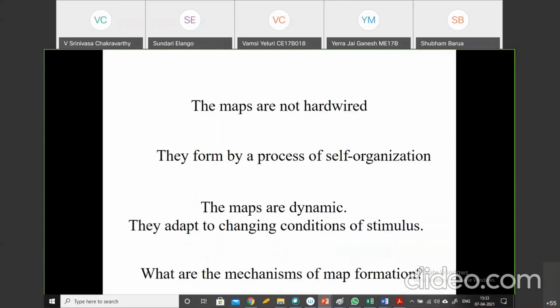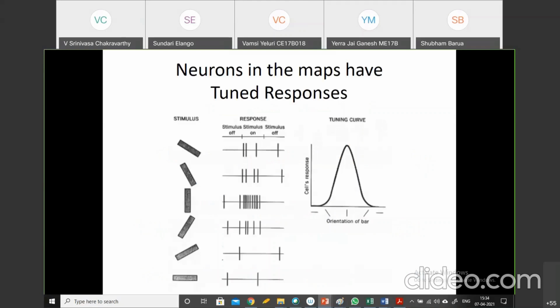So these maps are not hardwired. For example, your first instinct might be to just imagine that they're all genetically hard-coded, right? Somehow when the brain develops, all these maps also develop guided by genetic information. But actually, it's not true. Maps are dynamic. They form based on stimulus that the brain receives from the external world, and also driven by some kind of learning mechanisms that shape these maps. So they respond to changing conditions of stimulus. So what are these mechanisms which shape these maps? Let us see that.